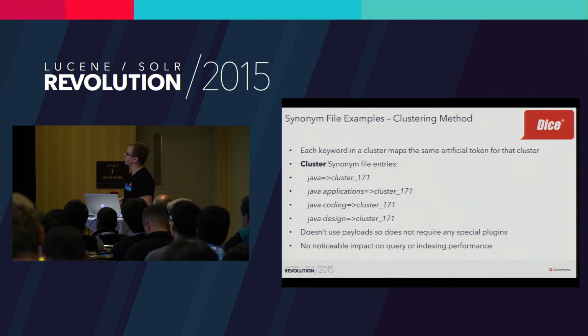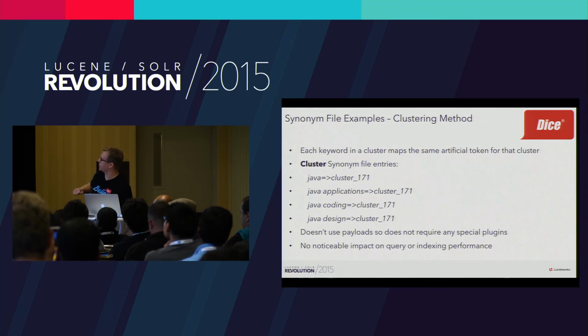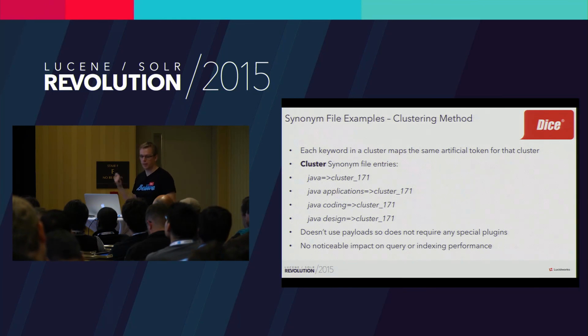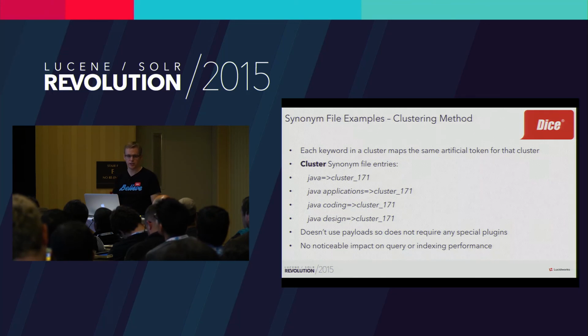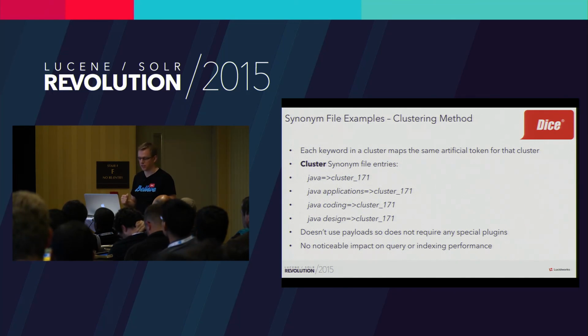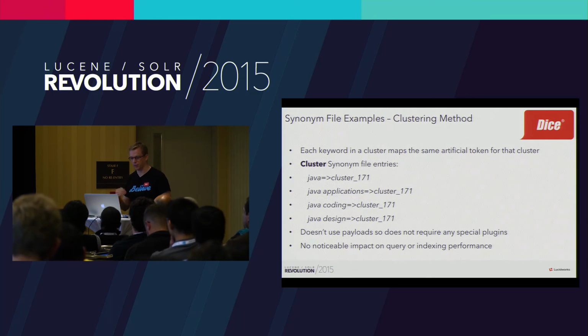So what does a synonym file look like that's output by the clustering approach? As you can see, these are all terms within the same cluster, and they just map to some arbitrary cluster token label within your synonym file. This is probably the easiest way to use this out of the box. You don't need any kind of custom payload functionality. You can just configure it in a synonym file, and you're done. I've not seen a noticeable impact on query or indexing performance. In fact, in some ways, it may actually improve it.